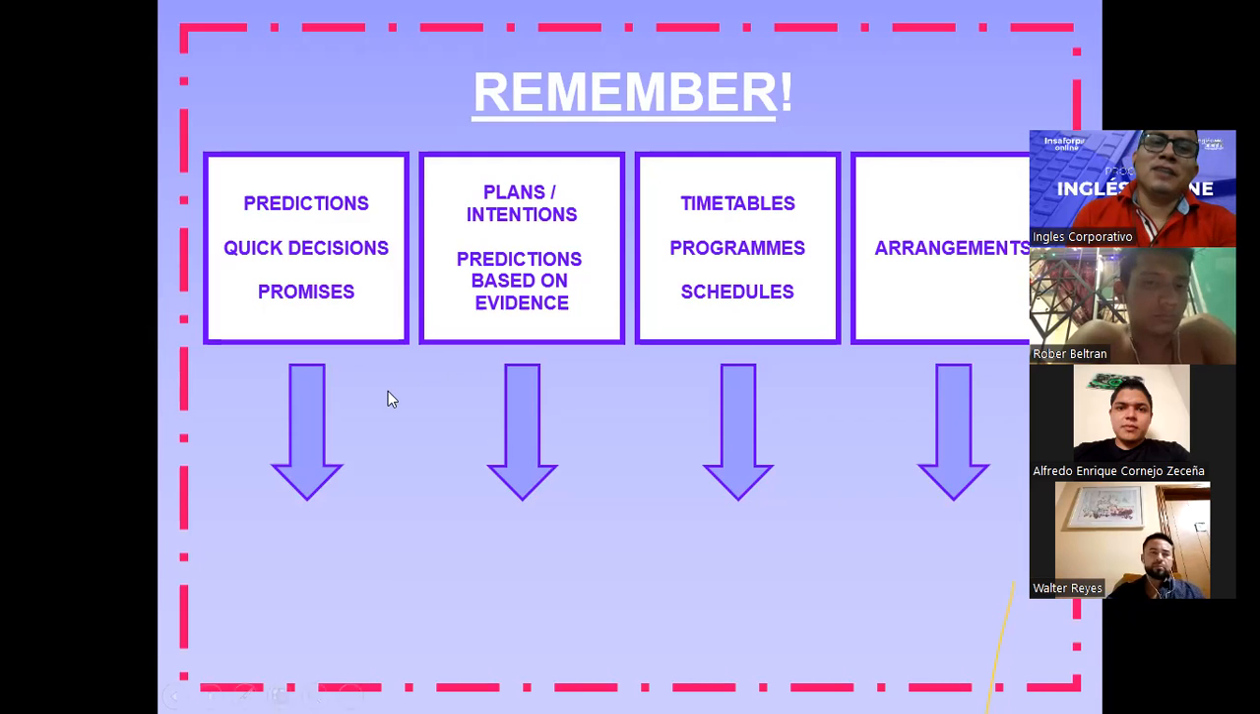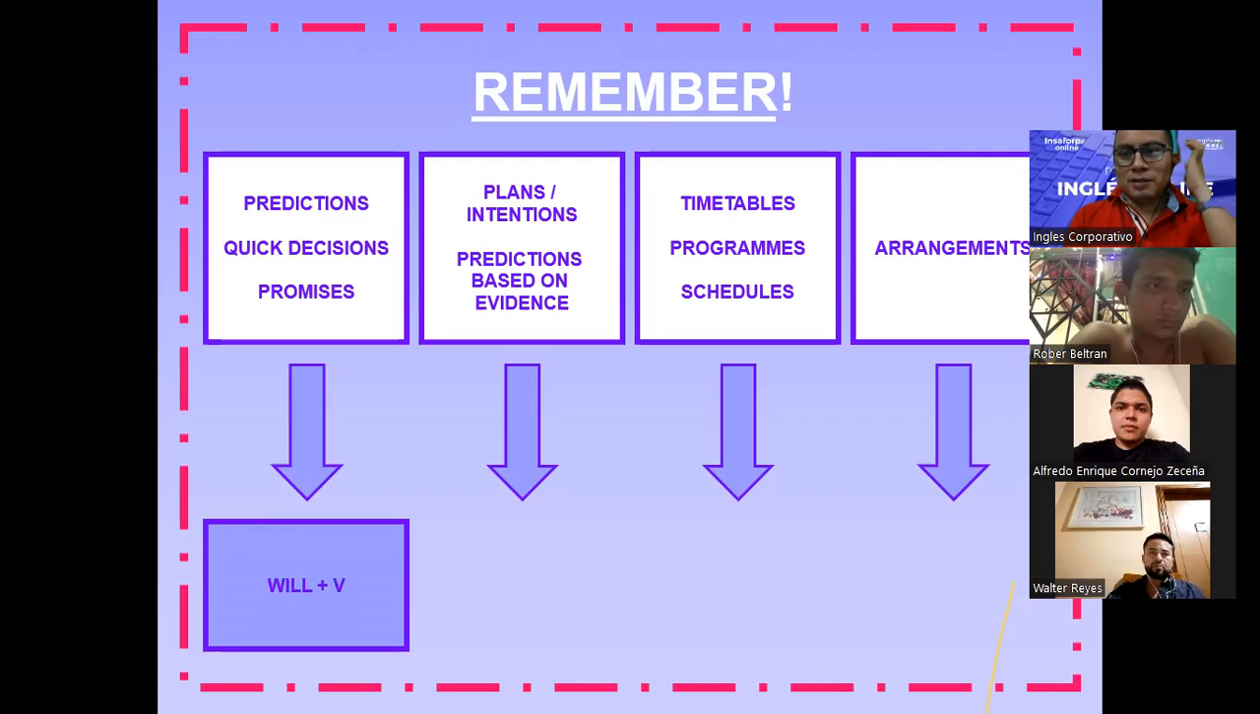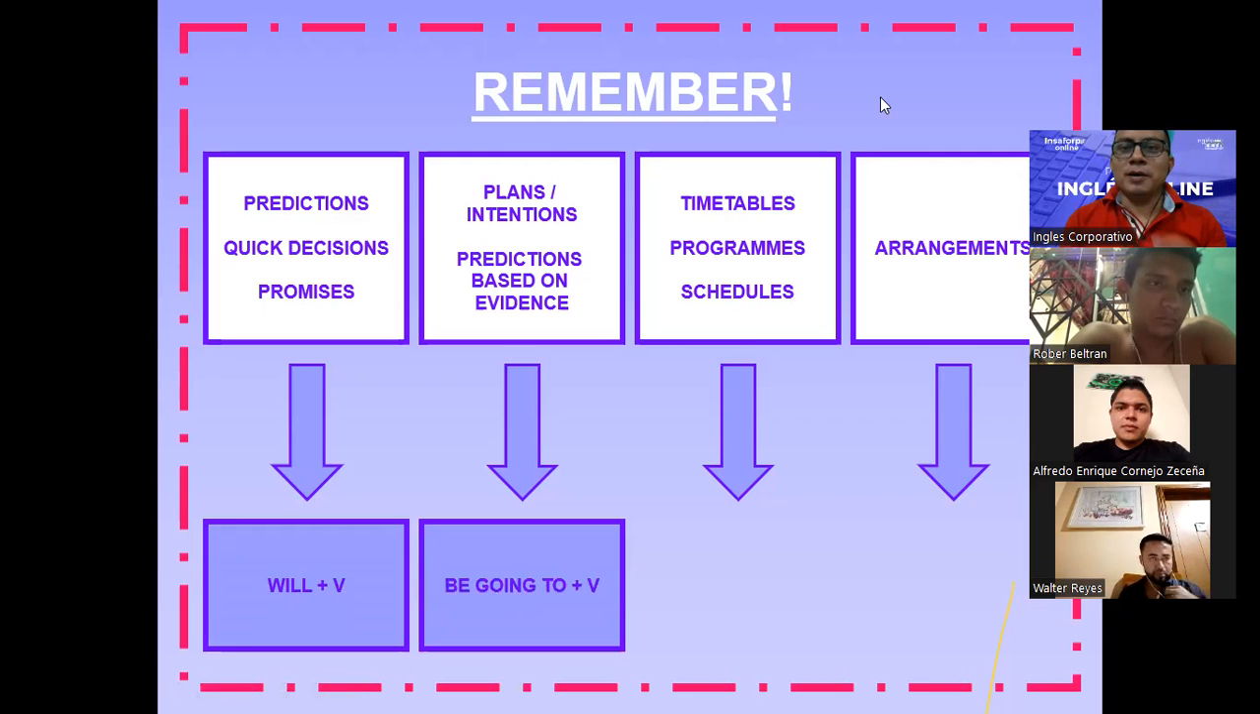Let's see. First one, definitely, for sure is will. And then when we have predictions, but we have evidence, you see what's going to happen, then you want to say it with going to. Plans and intentions use going to. So there's a slight difference between prediction with will and prediction with going to. Just to clarify this point, guys, prediction with will is because you don't have evidence. It's based on what you think or what you imagine.